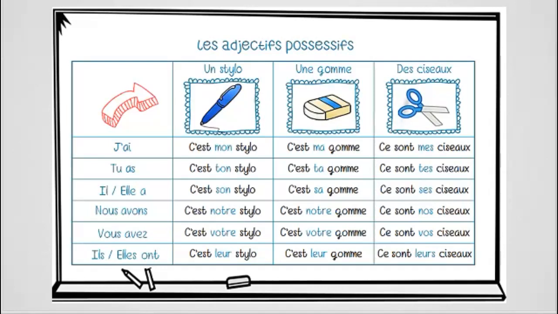Feminine, but masculine. Un stylo, this is M. This is une, so this is F. This is D. This is plural. So j'ai un stylo. Ton, ma, mon, ton, son, ma, mon, ma. Which one do you use?